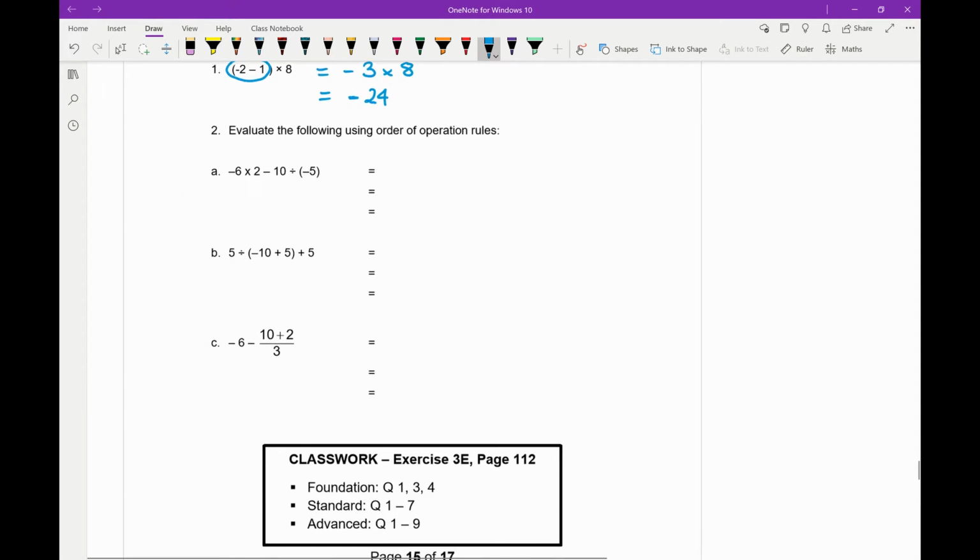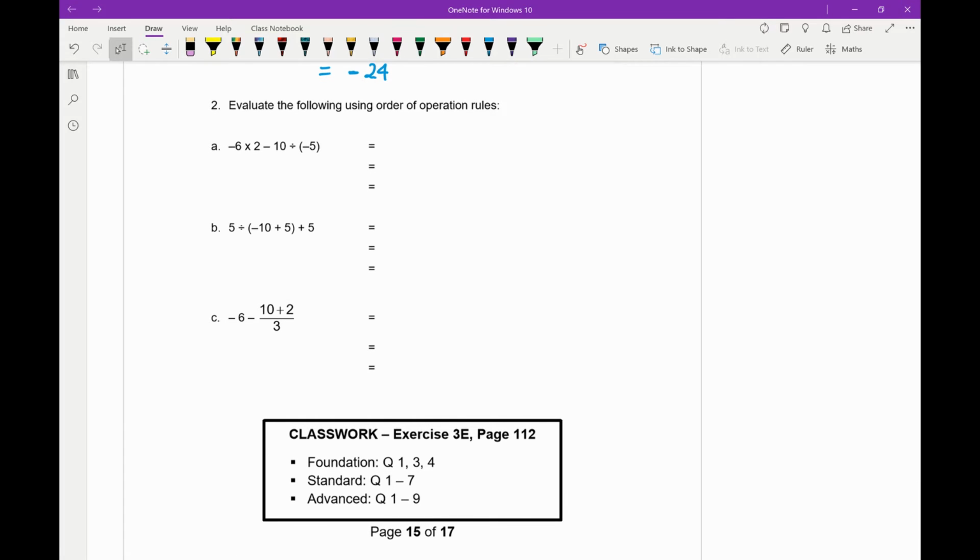Let's try question 2. Evaluate the following using order operation rules. So in this question, you will see that there is a bracket around that -5. It doesn't mean that you need to do that bracket first because the only thing in there is a -5. You can't really do anything with it. You will just see this in some of the questions because they want to group the negative sign with the 5 to help you with the division. So you've got a -10 dividing by a -5. Okay, they're just trying to group that minus with the 5 there. So don't worry about those brackets so much.